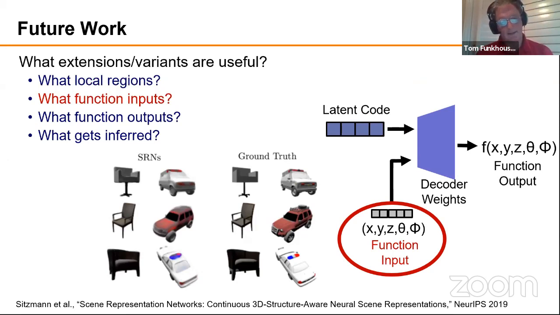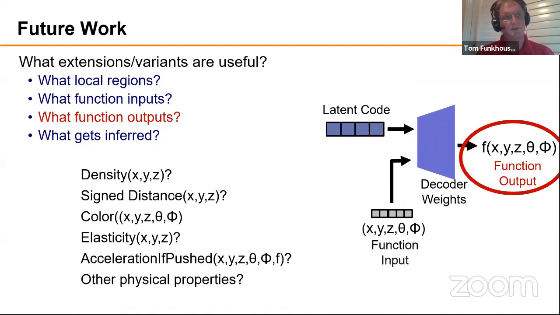In this we only looked at giving it an XYZ and then reconstructing the shape. But of course, other people have looked at giving it also a direction and then predicting some function of 5D instead of 3D. Can these local implicit functions be useful for that as well? That is an interesting question. What function output should we be producing? So far people have mostly looked at signed distances and inside-outside and colors, radiance values and things like that. Maybe even BRDFs.